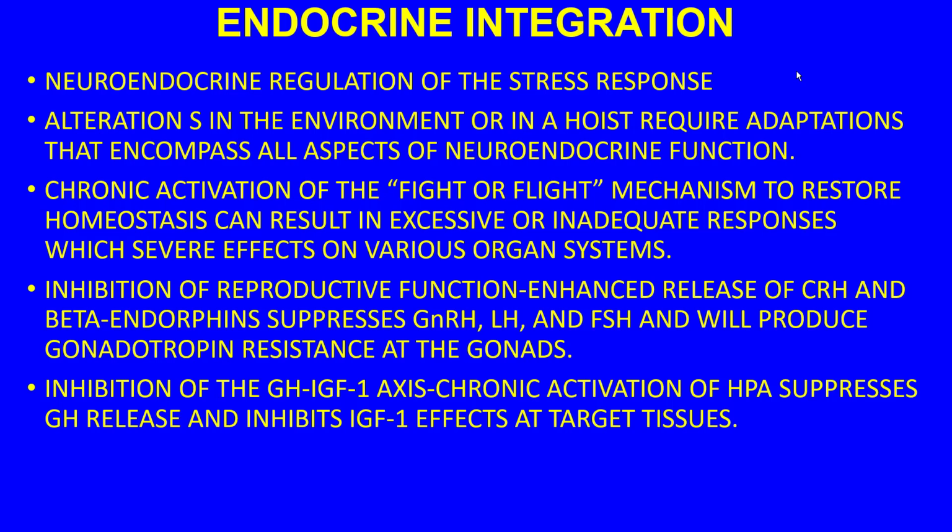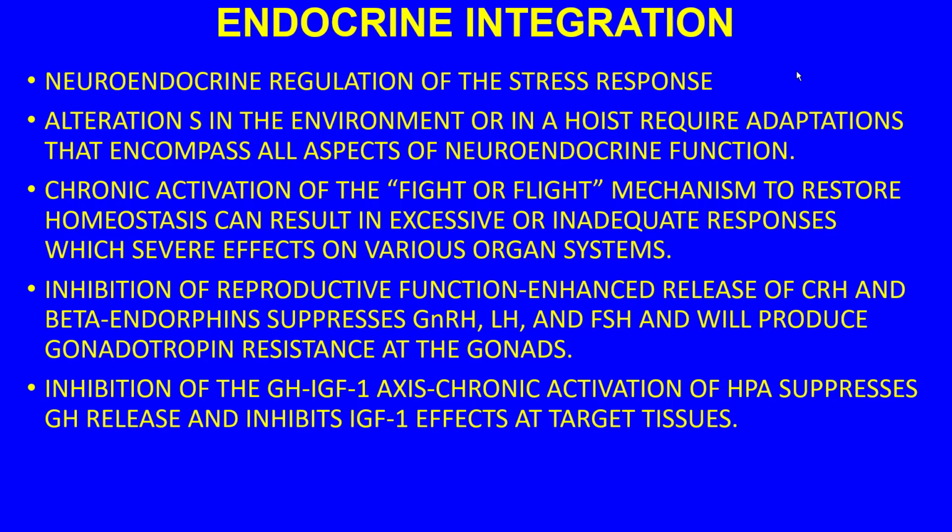Okay. So first off, we look at the inhibition of the reproductive function. Now, keep in mind, person's under lots and lots of stress, so what's going to happen? They're going to have cortisol. They're going to have the corticotropin-releasing hormone. And you're going to have also ACTH as part of this. So we have enhanced release of CRH and beta endorphins, and that's going to suppress gonadotropin releasing hormone. It's going to affect LH, FSH. So all of those hormones are going to be suppressed, and it will produce gonadotropin resistance at the gonads.